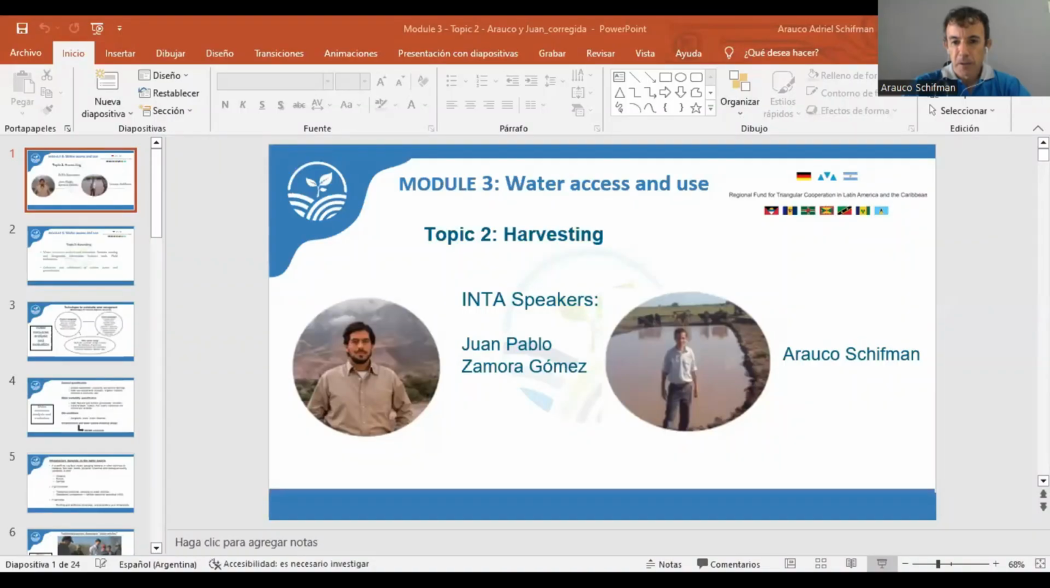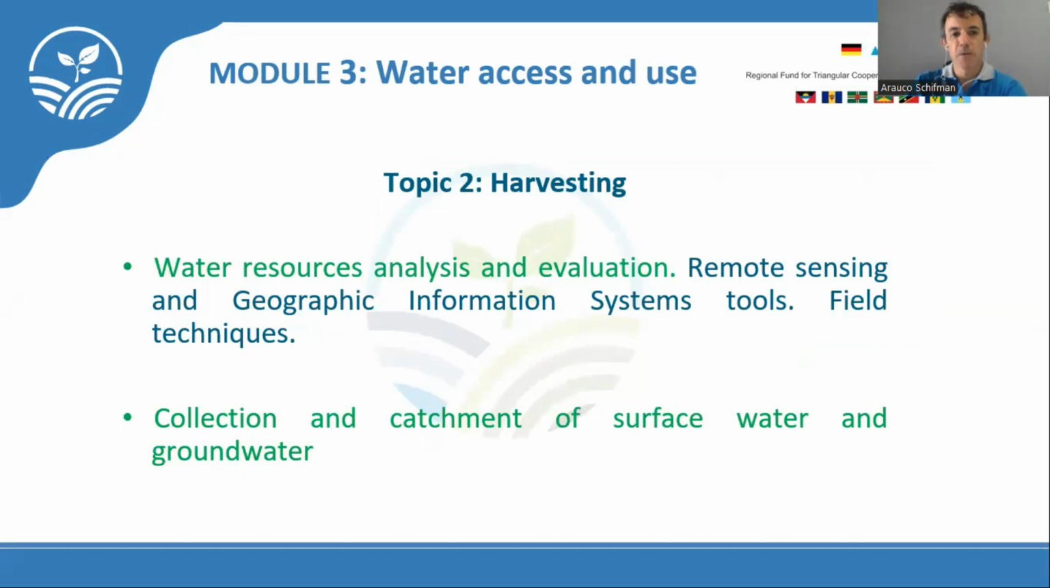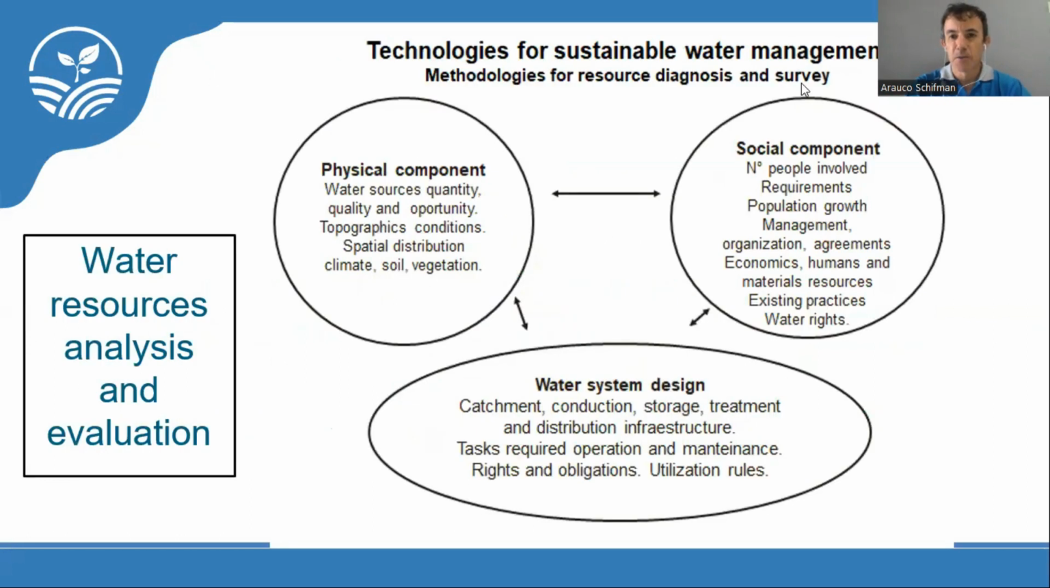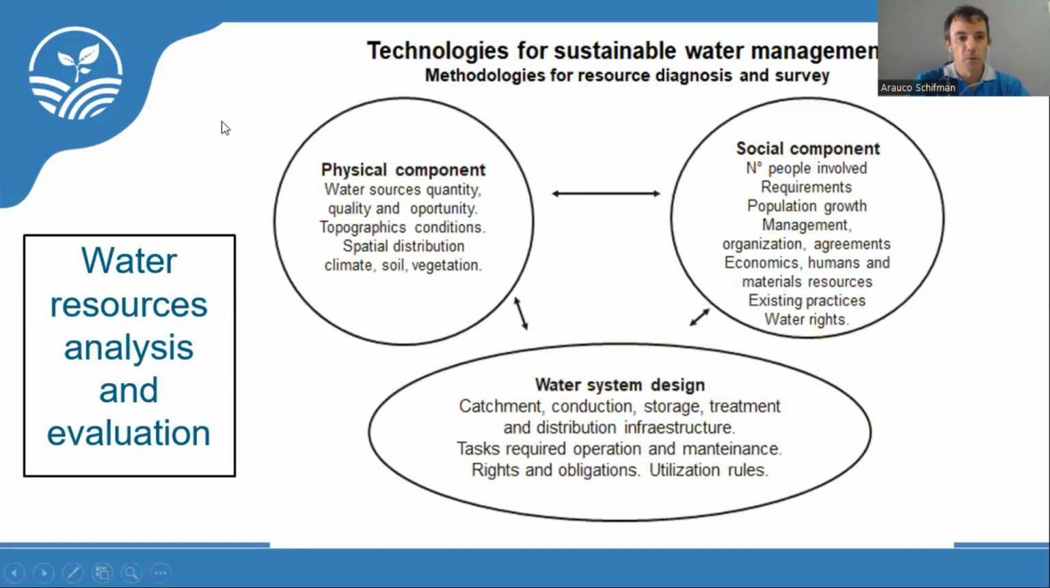Well, I will talk about Module 3, Water Access and Use, and the topic is about harvesting water. Specifically, I will talk about the water resource analysis and evaluation and the collection and catchment of surface water and groundwater. In the first place, I will talk about the three components that a system of collecting water needs in order to work properly.